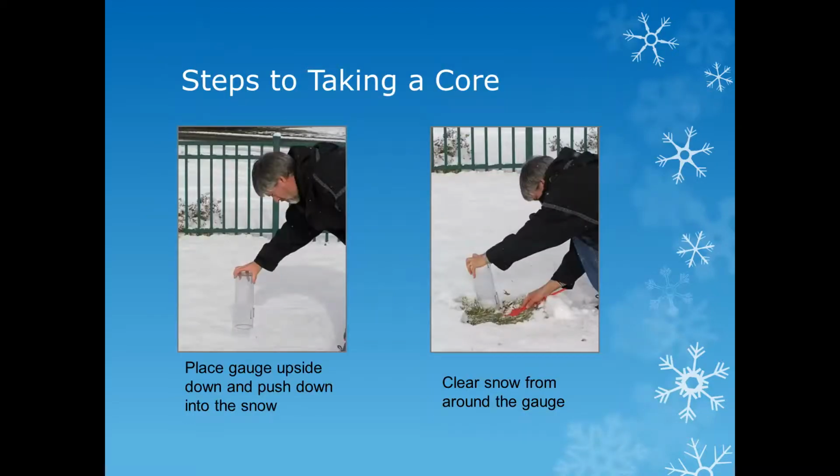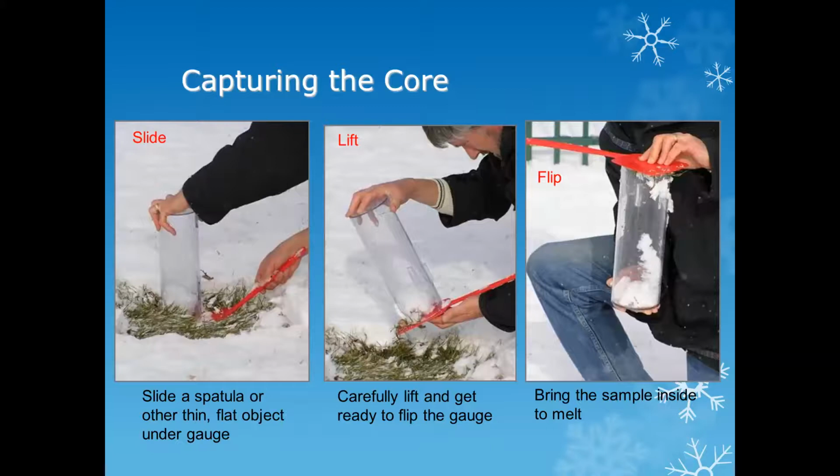You won't have a snowboard to do this on. I'll touch on that one in a minute. So you're going to probably do this from the grass. Same process, you push the gauge upside down and push it into the snow. You clear the snow from around the gauge, you slide a spatula under, you lift it and flip it, and you've captured your core. In this particular situation, you can see all the grass there. And you will capture grass and debris with your snow core. Don't worry about that. It's not critical.